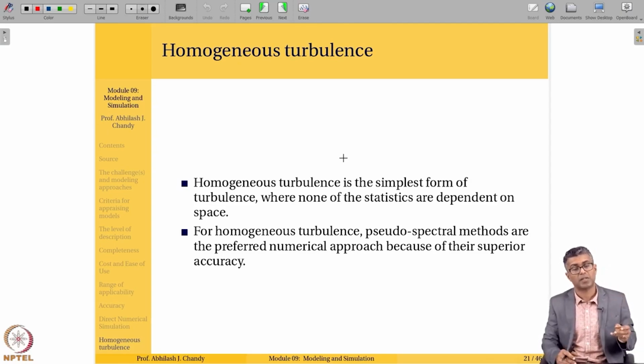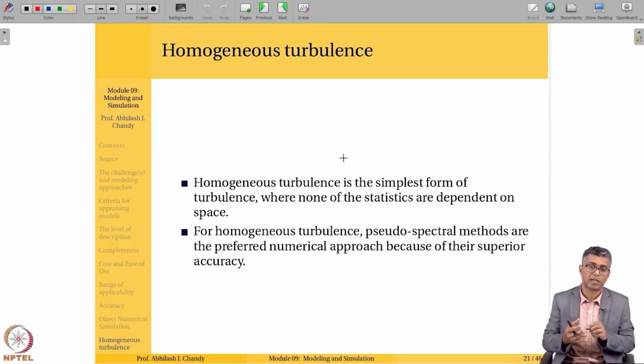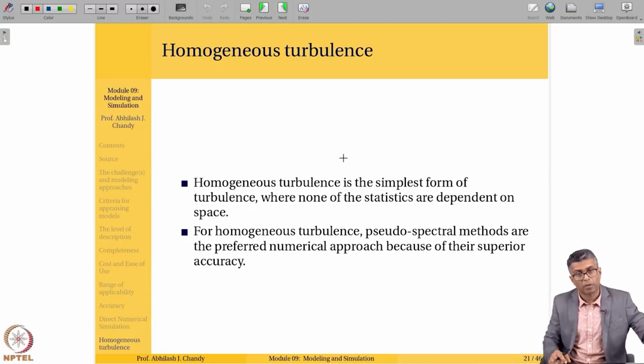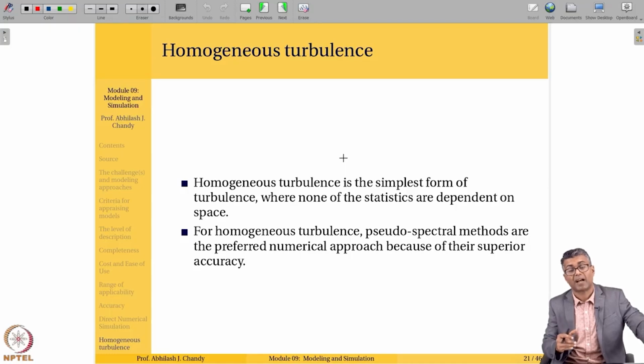The other reason is homogeneous turbulence statistics are not dependent on space. So the problem is relatively simple to analyze. The reason why we are looking at pseudo-spectral methods for this is that spectral methods, as we had discussed earlier, solve the Navier-Stokes equations exactly in spectral space.